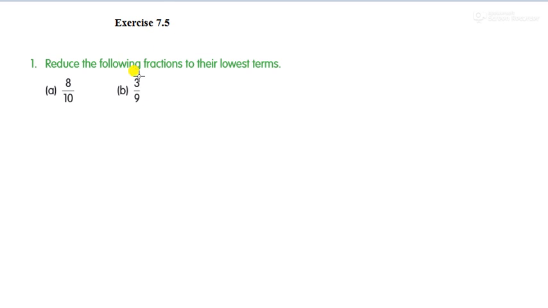Here the exercise 7.5, reduce the following fractions to the lowest terms. A bit is 8/10. So here first we have to reduce it to the lowest term. First what do we have to do? We have to find the HCF of 8 and 10. So first find the HCF of 8 and 10. The factors of 8 are 8 and 10.